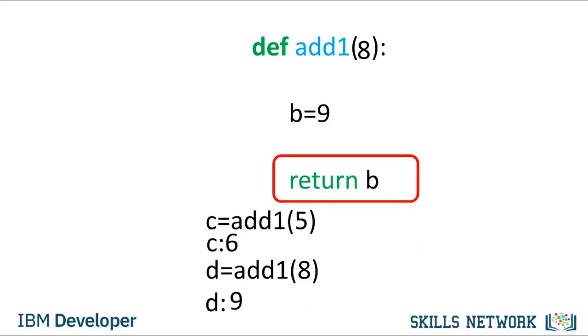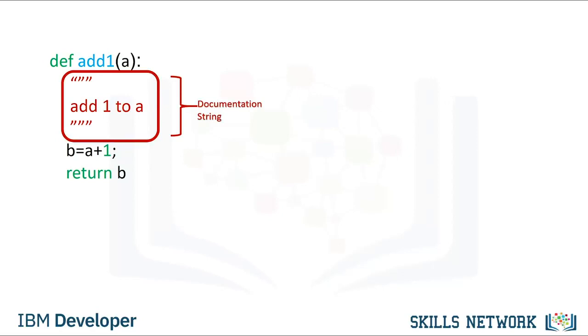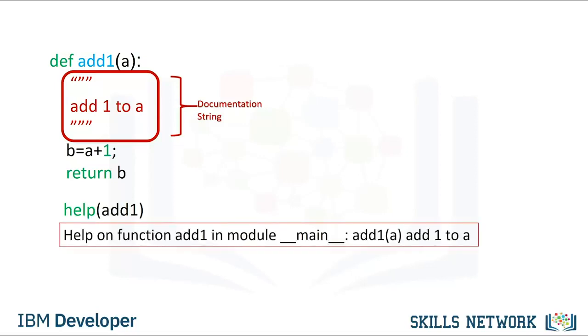Let's try and make this function more complex. It's customary to document the function on the first few lines. This tells anyone who uses the function what it does. This documentation is surrounded in triple quotes. You can use the help command on the function to display the documentation as follows. This will print out the function name and the documentation. We will not include the documentation in the rest of the examples.